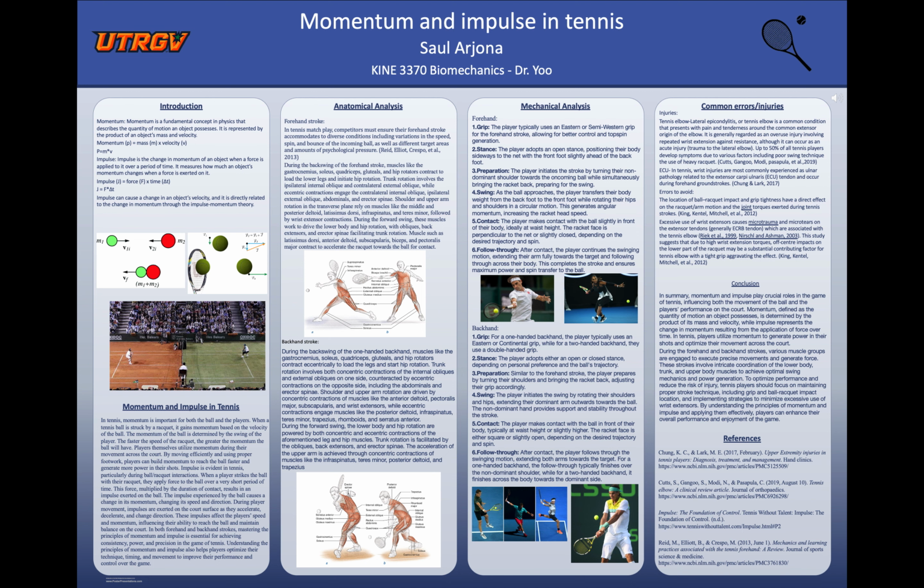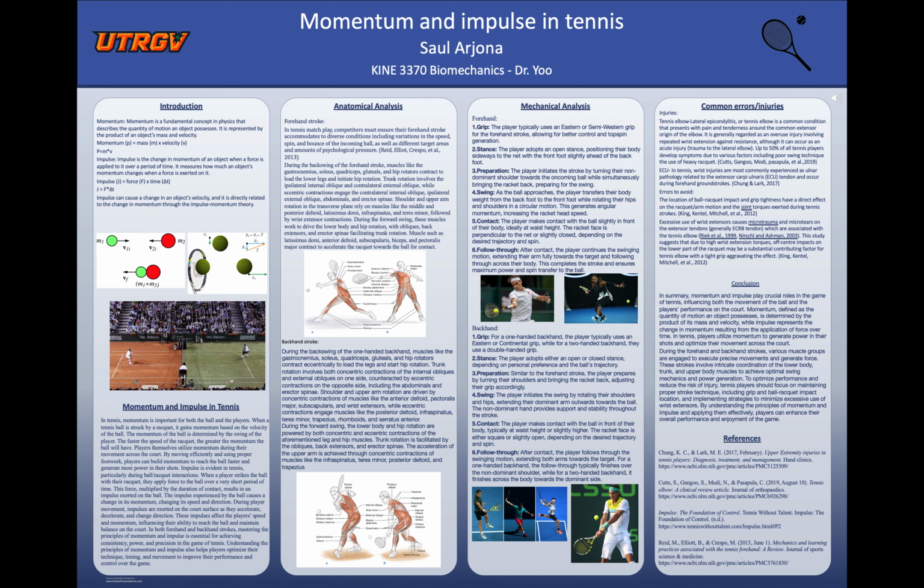During the forward swing, these muscles work to drive the lower body and hip rotation, with obliques, back extensors, and erector spinae facilitating trunk rotation. Muscles such as latissimus dorsi, anterior deltoid, subscapularis, biceps, and pectoralis major contract to accelerate the racket towards the ball for contact. You can see all the muscles being used as shown in the picture.